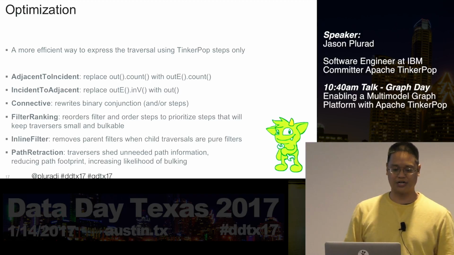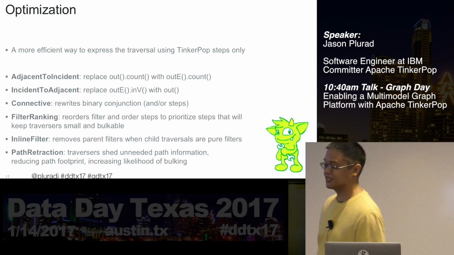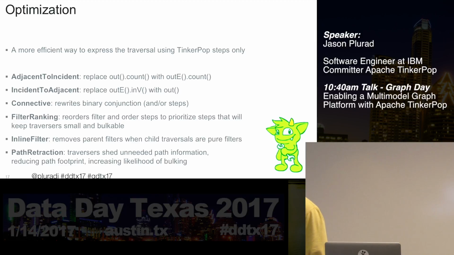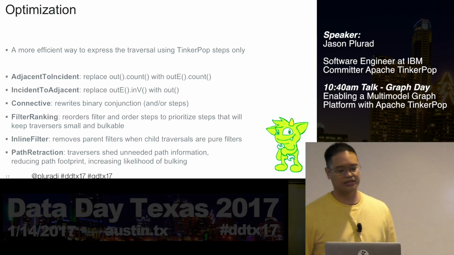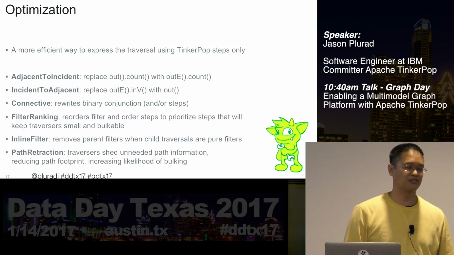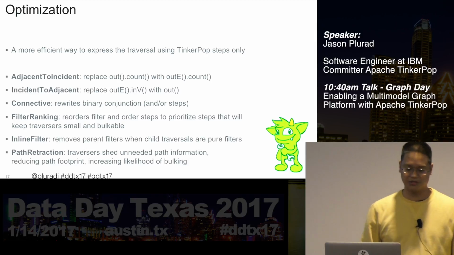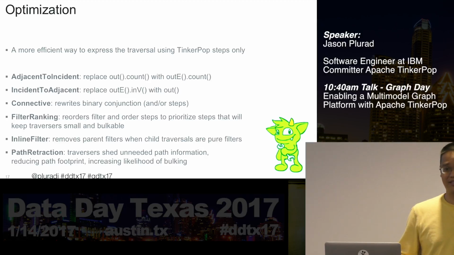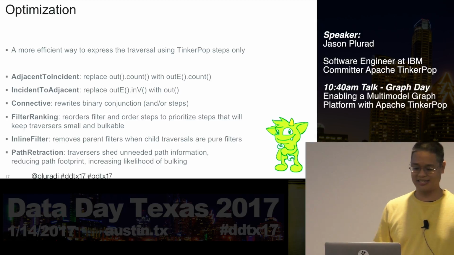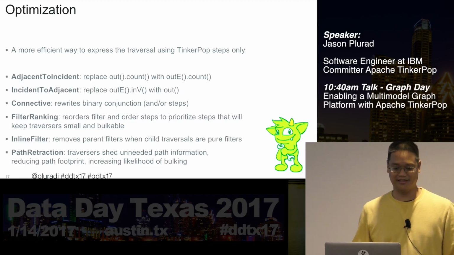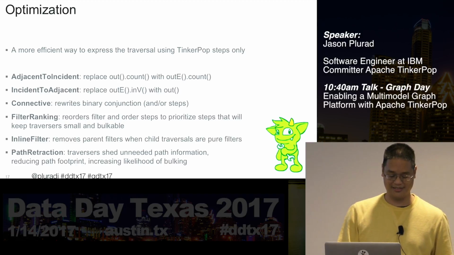The path retraction one is also a very interesting one. It was written by one of our committers who's speaking later today, Ted Wilmes. And what this does is it allows you to shed unnecessary path information. So as I mentioned before, as your traverser goes through the traversal, it keeps track of that path history. But if ultimately you're not using that in the result, there's no reason to keep it around. It's just going to take up a lot of memory and unneeded space. So being able to pull out that information helps speed up your traversals immensely.